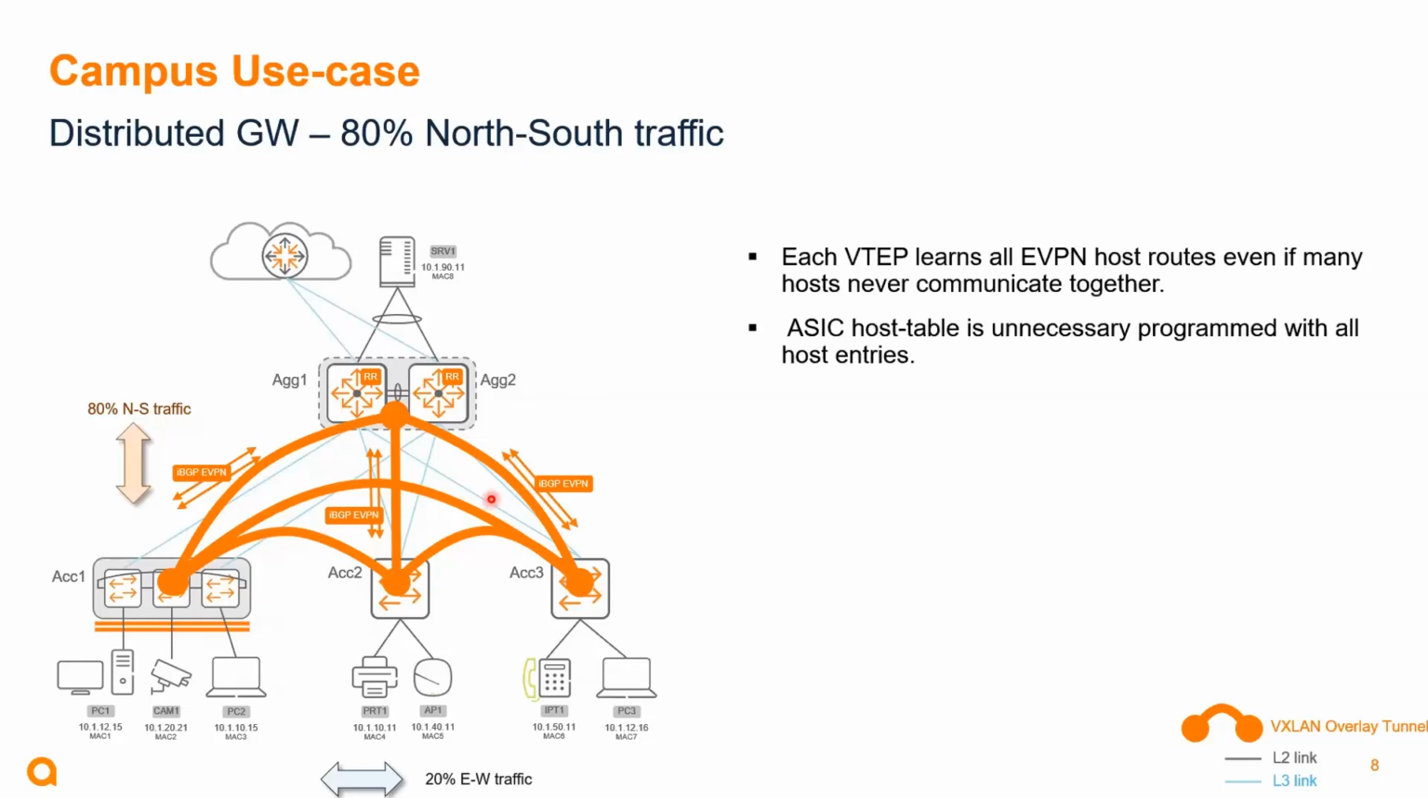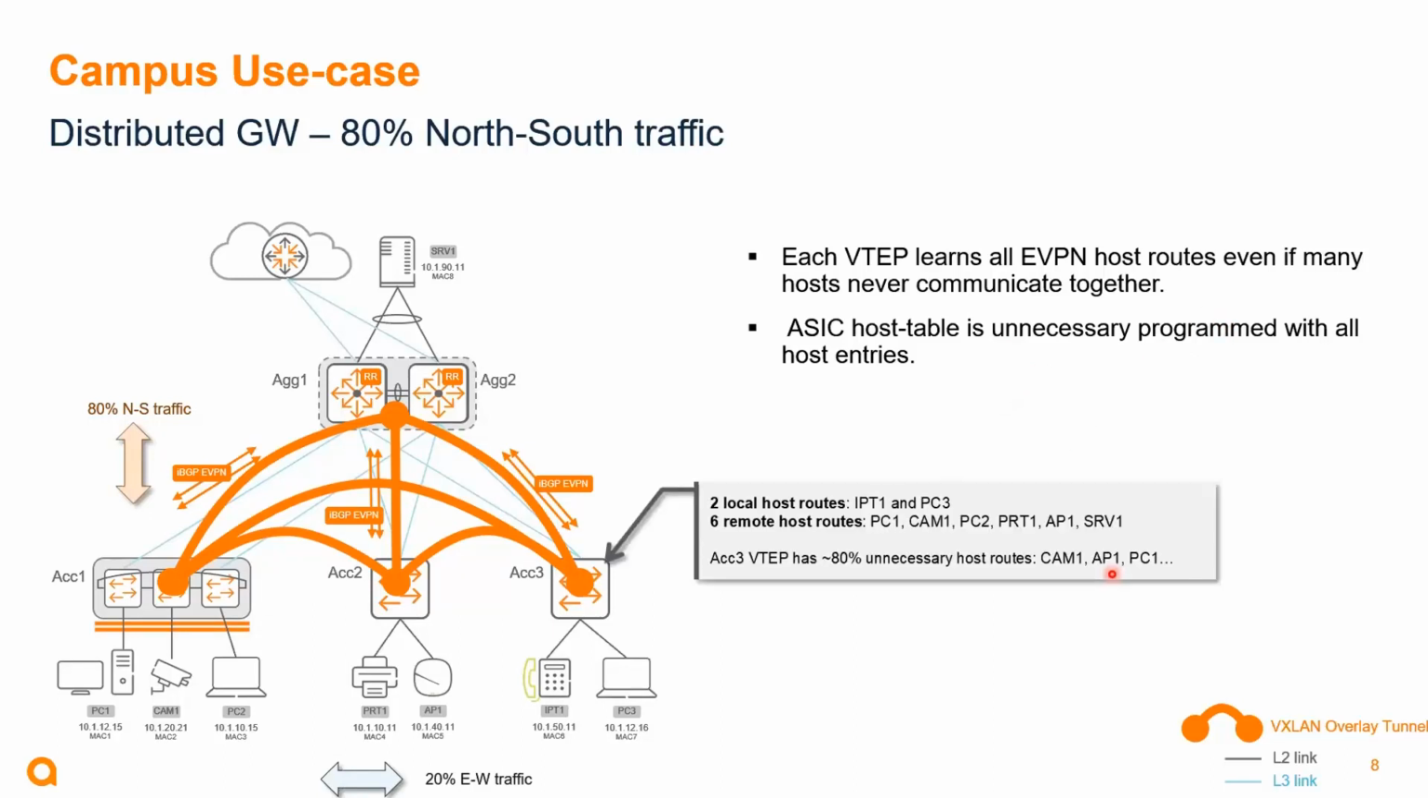As before that FIB optimization, each VTEP will learn all the EVPN host routes, even if there is no communication between those clients. If there is no communication, we'll still learn those routes, and I will explain why. So the ASIC host table is unnecessarily programmed with all the host entries in the fabric, which can quickly lead to a situation where the IP host table in the ASIC is full. Typically here on that access 3 VTEP, we know the local hosts for sure, but we learn as well the 5 or 6 remote hosts. In that case, maybe that PC3 has no traffic at all, or that IP phone has no traffic at all to the other nodes. Regardless of whether there is traffic or not, this is programmed.